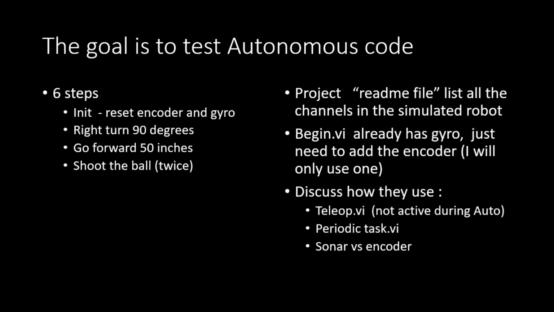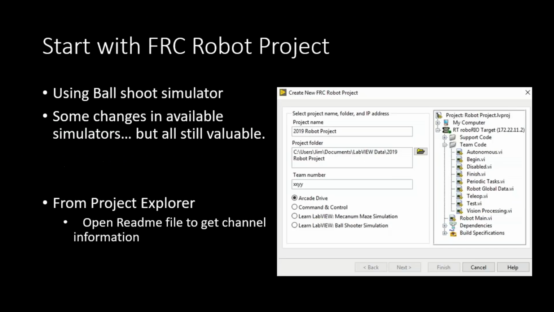And then we're going to show that I prefer to use the encoder versus sonar, primarily because sonar has some drawbacks if the robot's working on its own, if it's in autonomous. For instance, it can't tell if something moves in front of the robot as it's measuring the distance, whereas the encoder measures the exact distance that the robot has traveled. And so we have a better chance of ending up where we want to be, especially if something got in the way. Anyway, we'll talk more about that as we get into it.